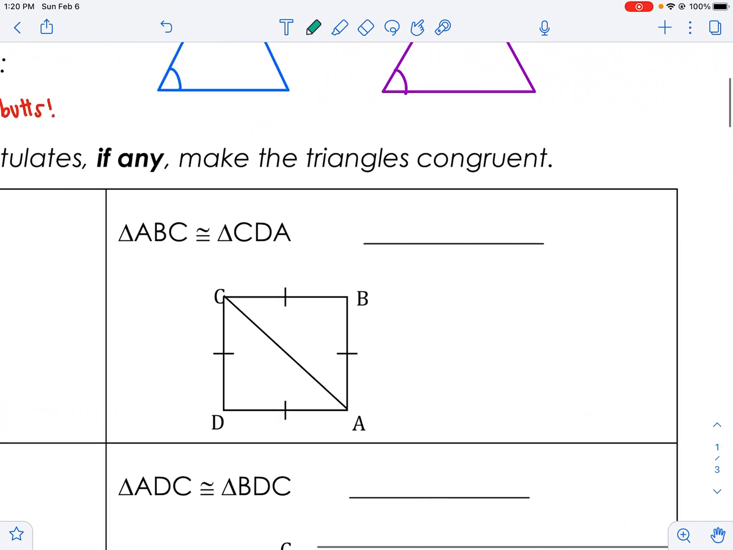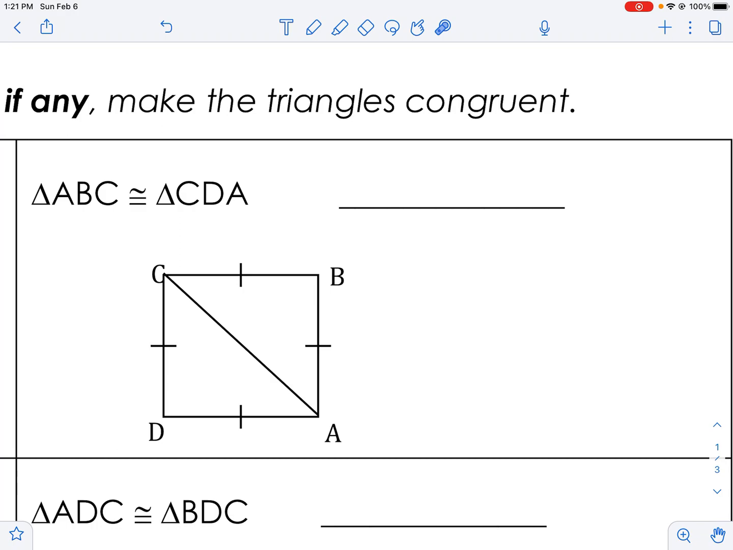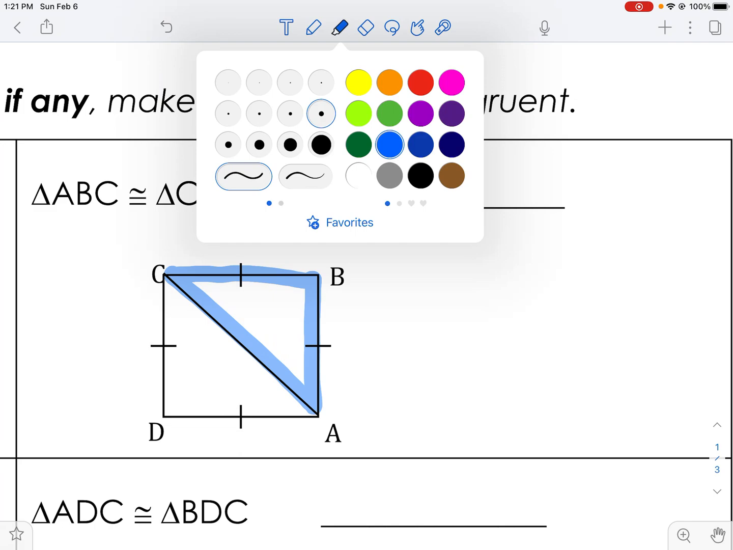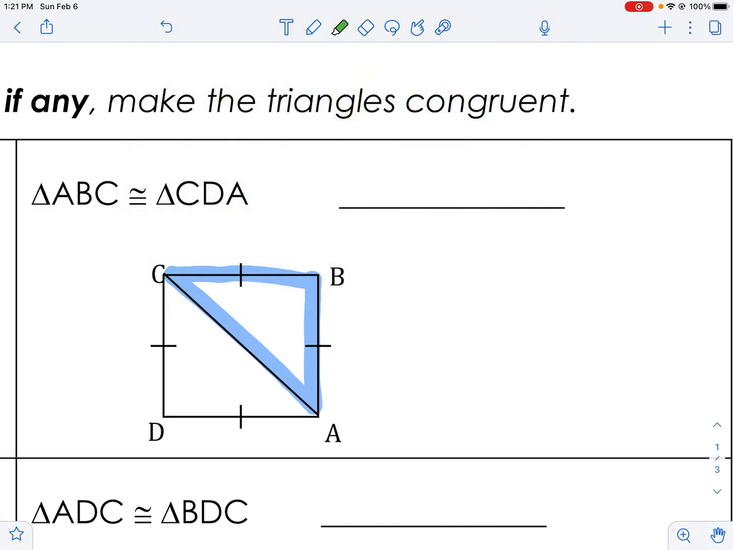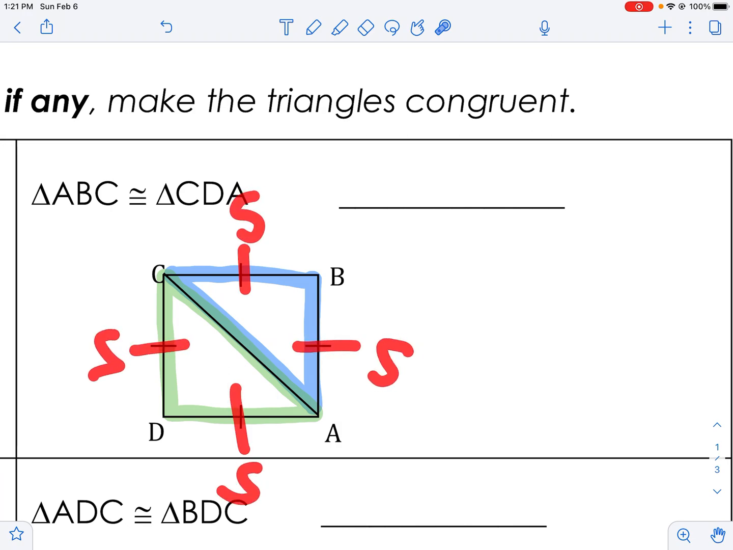Now in this next picture, if you notice, the triangles are adjacent. So the triangles are next to each other. It's talking about two different triangles. I'm going to go ahead and outline them in colors. So this blue triangle is ABC. And then I have this green triangle that's CDA. Now, I see a side matches with a side and a side matches the side. So I currently have side, side, side, side.